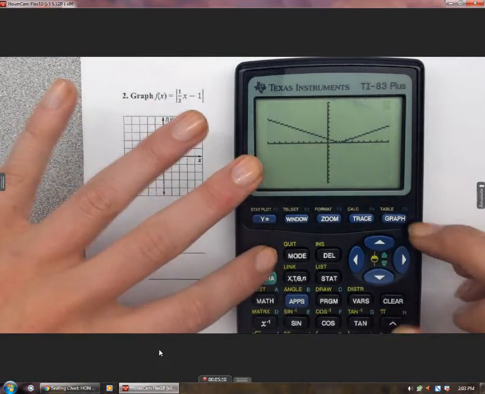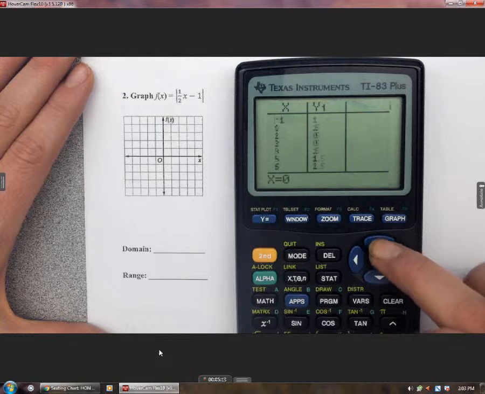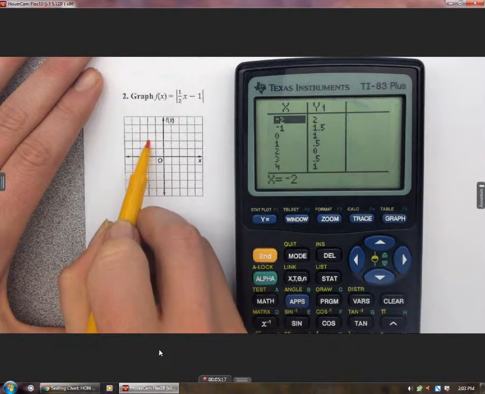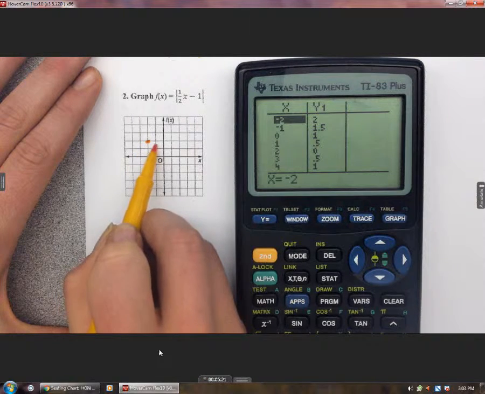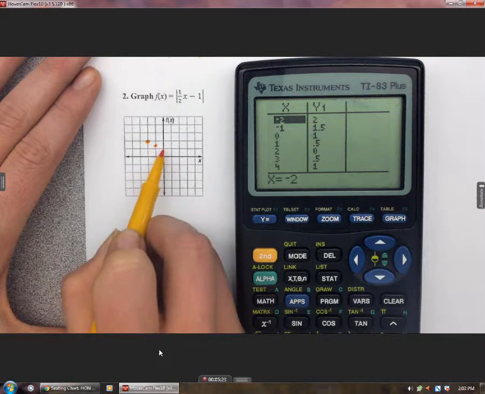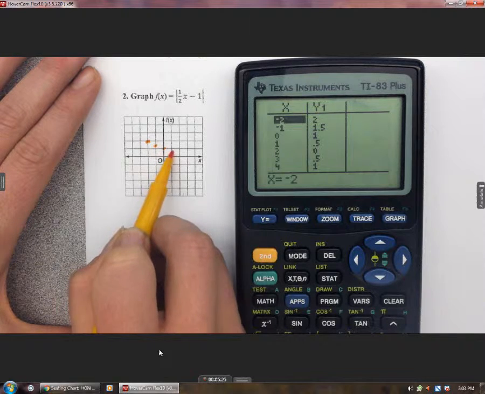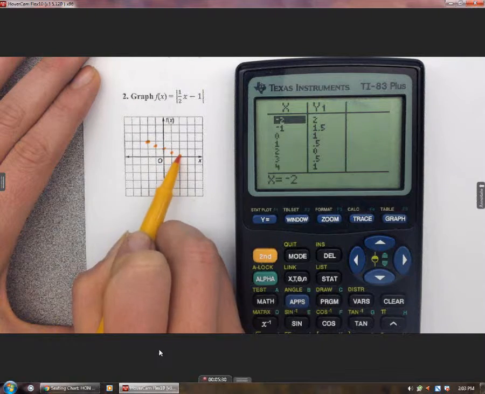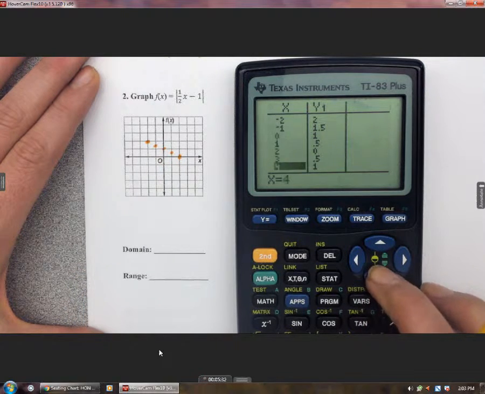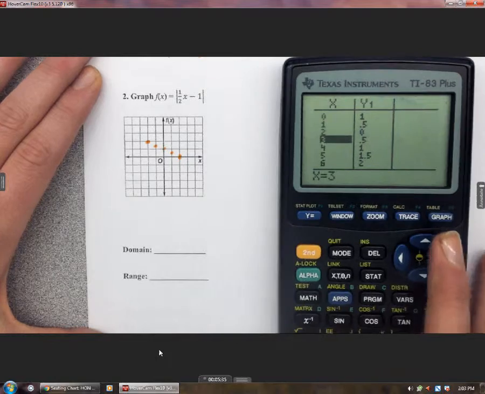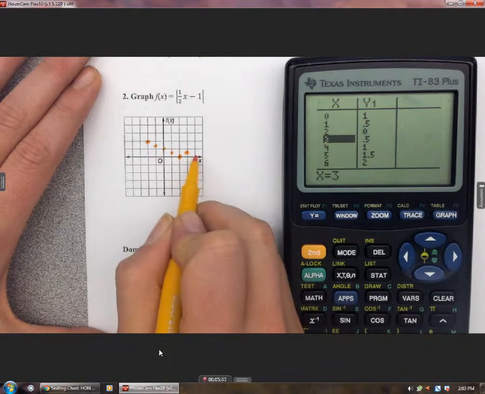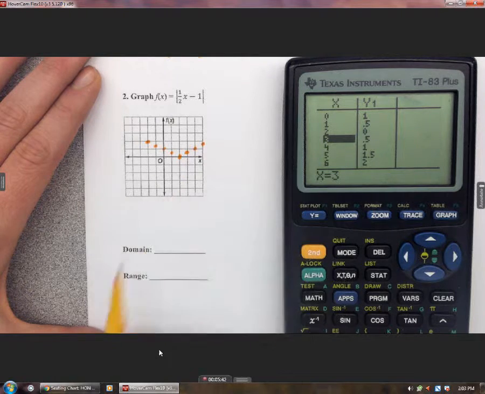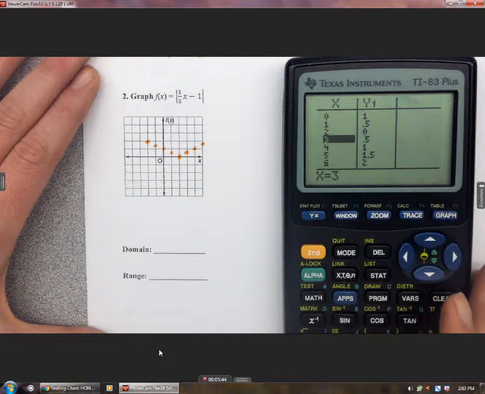To graph it, we can use the table, second table. Let's do -2, 2, -1, 1.5, 0, 1, 1 and 0.5, 2 and 0, then 3 and 0.5, 4 and 1, 5 and 1.5. Looks kind of like that.